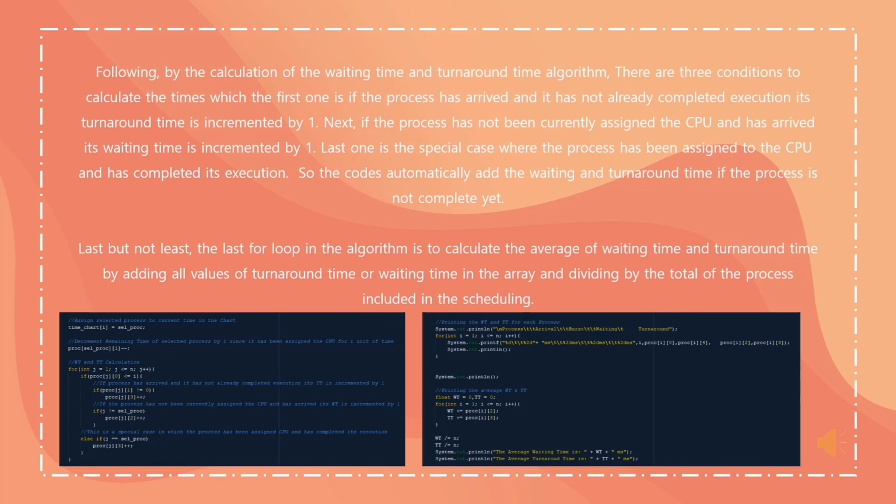So, the code automatically adds the waiting time and turnaround time if the process is not complete yet. Last but not least, the last for loop in the algorithm is to calculate the average of waiting time and turnaround time by adding all the values of turnaround time and then dividing by the total number of processes, while for the waiting time, add all the values of waiting time in the array and divide by the total number of processes in the scheduling. That's all.